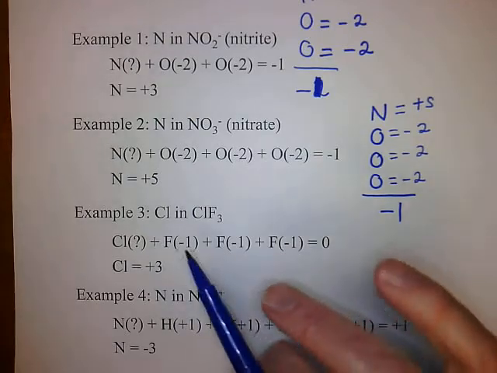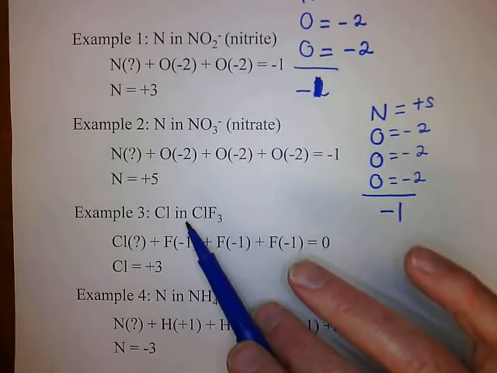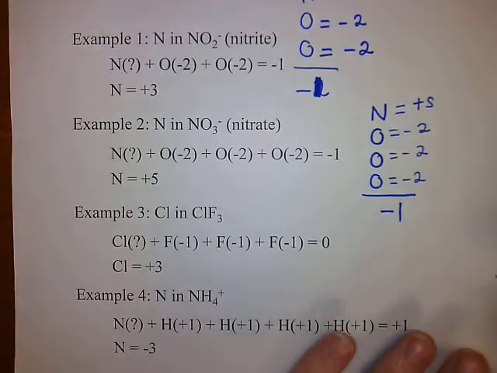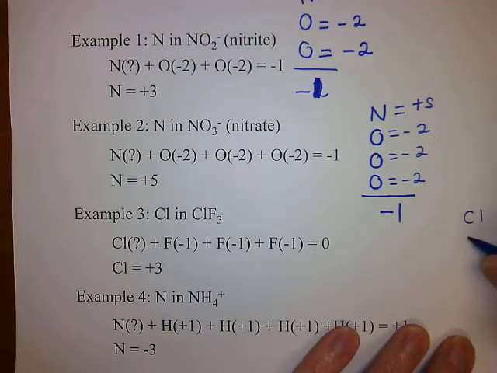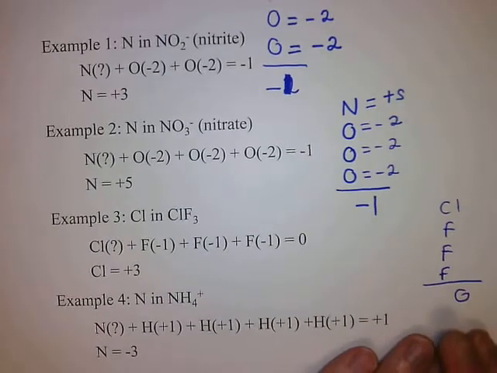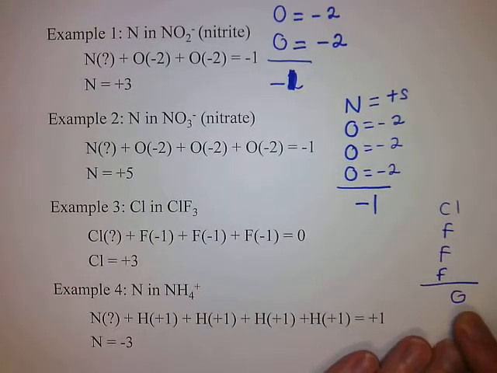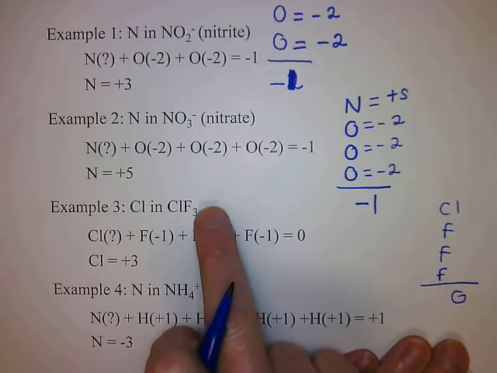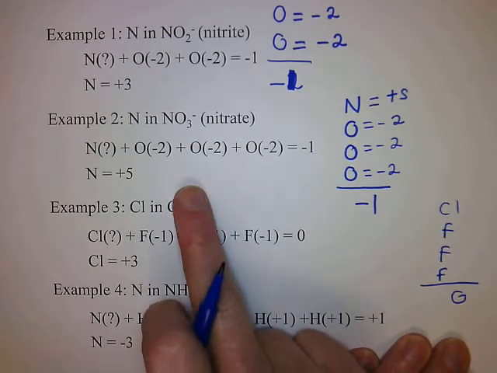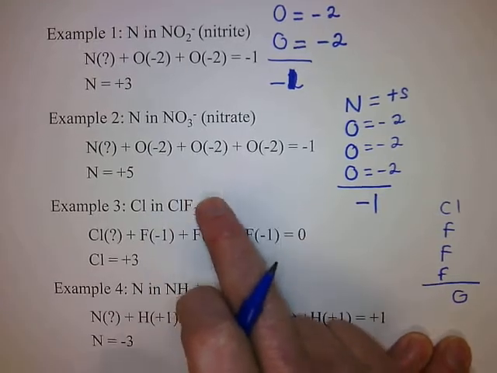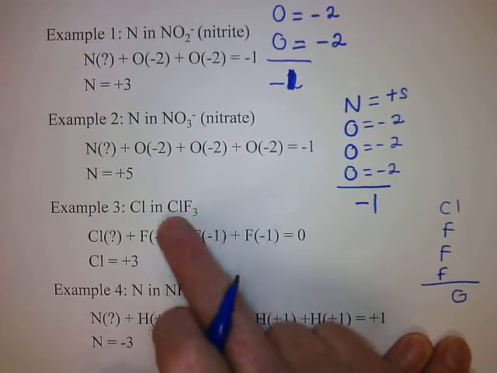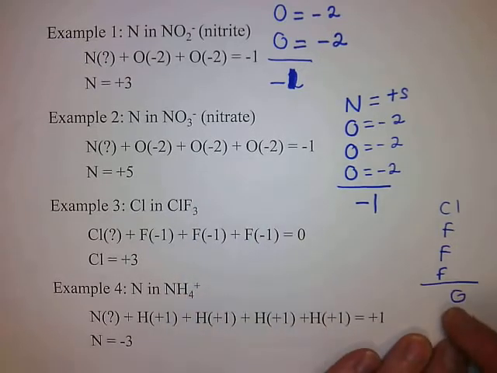Now, one more example here. What about chlorine and ClF3? Okay, so we have a chlorine and we have 3 fluorines, and all this has to add up to 0. Well, how do I know it has to add up to 0? I don't see a charge here. It's not ClF3 plus or ClF3 minus. There's no charge on that, so it has to add up to 0.